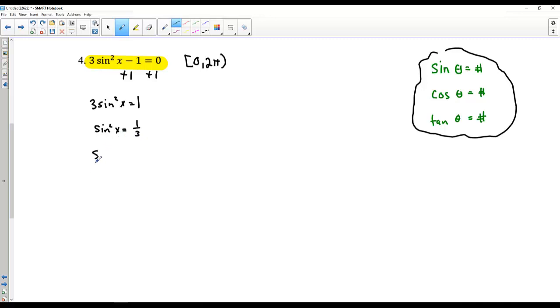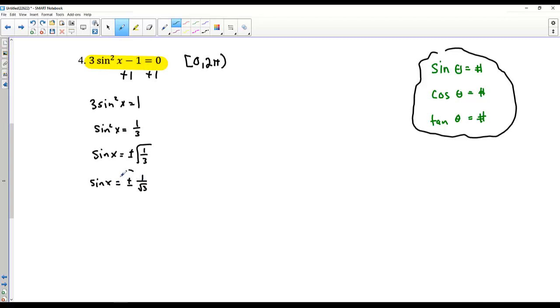And so we get the sine of x is equal to, now here we care about the plus or minus, so it's plus or minus the square root of 1/3, which, remember, the square root goes through division, so it's the square root of 1 divided by square root of 3. So here we have the sine of x is equal to plus or minus 1 over square root 3. You don't have to rationalize the denominator right here because you don't care about this so much as you care about finding x, because that's what we're trying to do, is solve this equation for x.